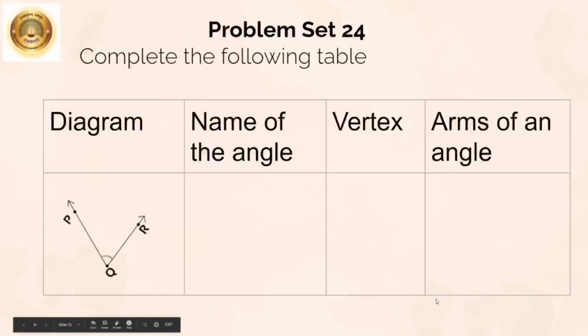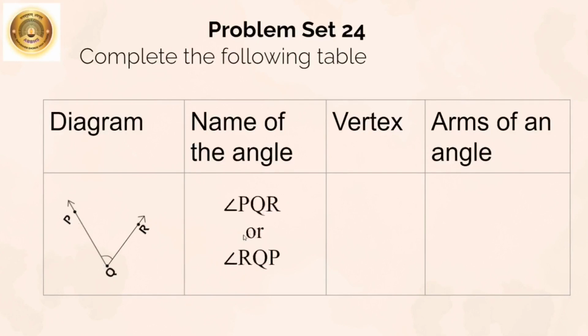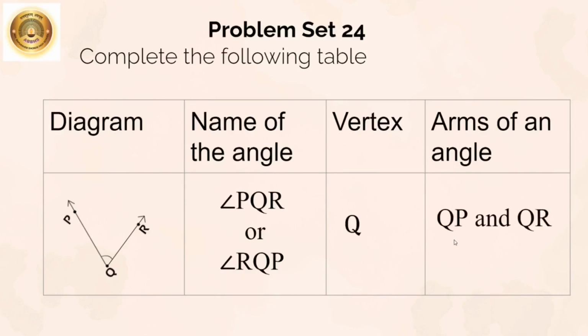Now let's move on to practice set number 24. You have to complete the table. A diagram is given. You have to write the name of the angle, the vertex, and the arms of the angle. What will be the name of this angle? Yes, you can name it as angle PQR or angle RQP. Now, what is the vertex of this angle? Yes, it is Q. Which are the arms that form the angle? Yes, arm QR and QP. Please solve the remaining questions in your notebook.